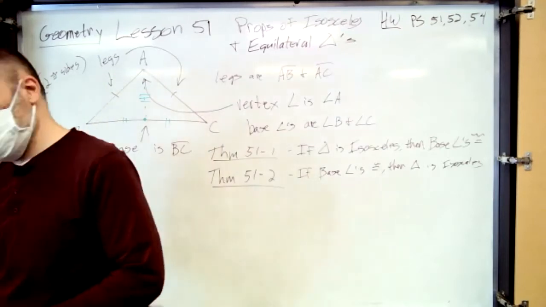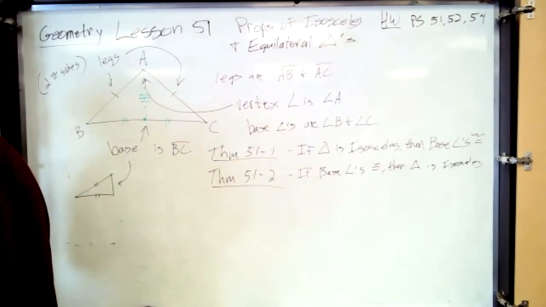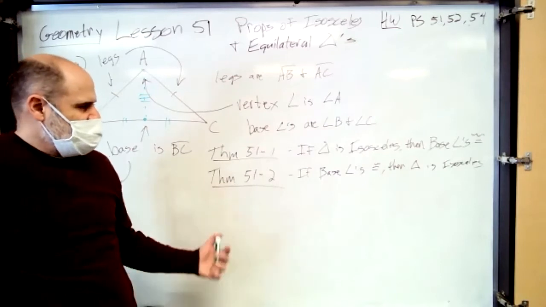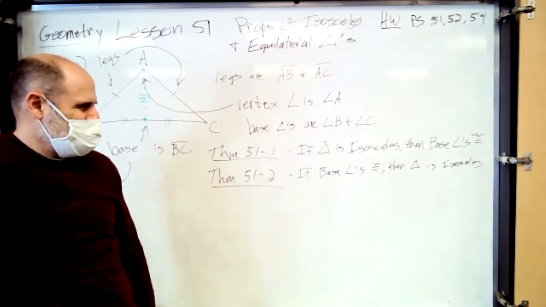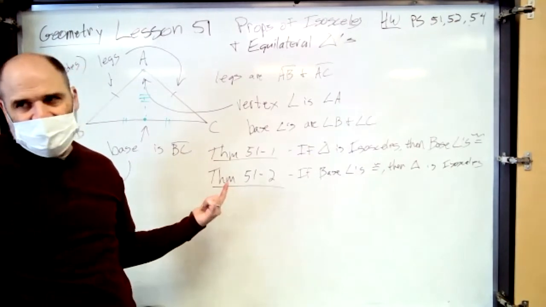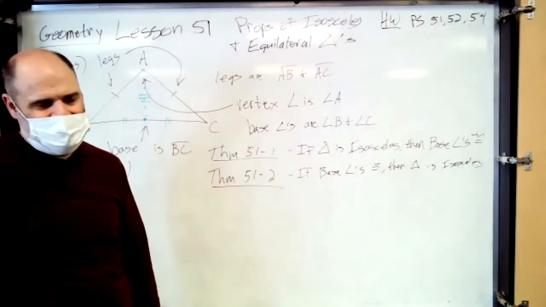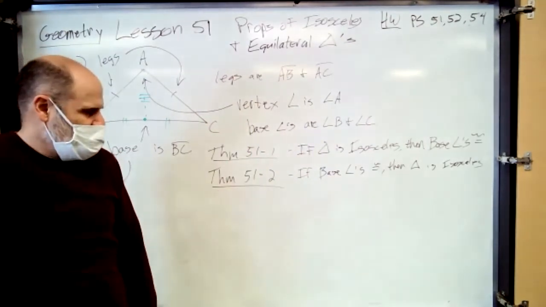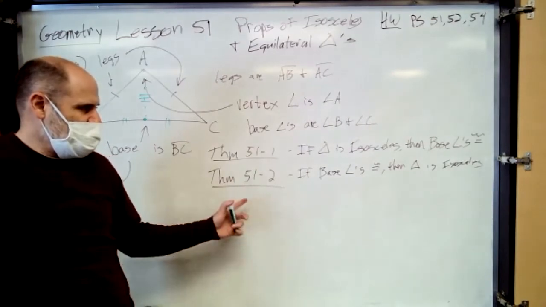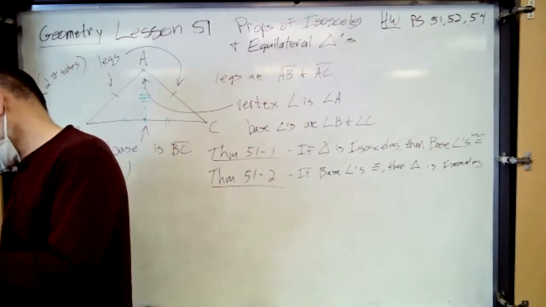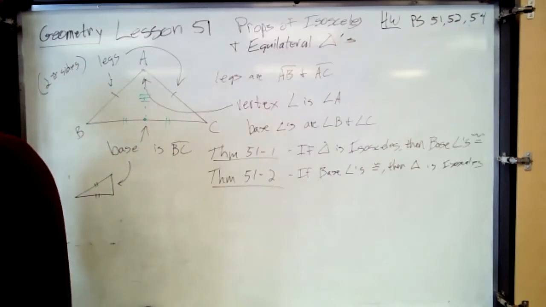And actually, it says then the sides are congruent. Which I don't think you need to do that. I mean, 51.2 combines the converse of 51.1 with the definition of isosceles. So technically 51.2 says if the base angles are congruent, then the opposite sides are congruent, because it's an isosceles triangle.